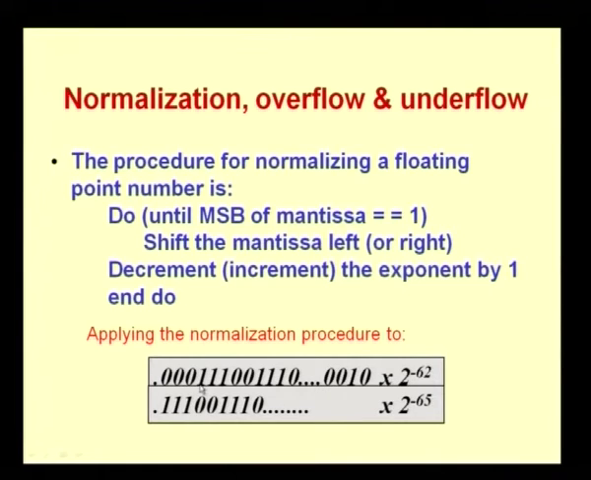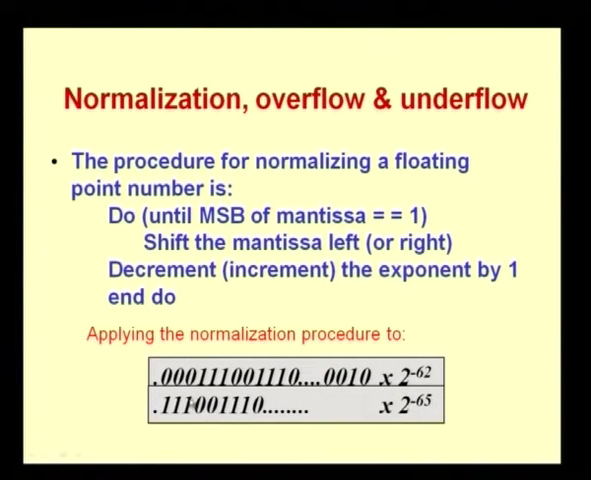Now if I do normalization on this number, what am I going to do? I am going to get rid of these 3 zeros, so I am going to left shift by 3 positions. If I left shift by 3 positions, the number will become 0.111001111 whatever into 2 to the power of, what will happen to my exponent? Exponent now will have to be decremented by 3. So minus 62 minus 3 becomes minus 65.